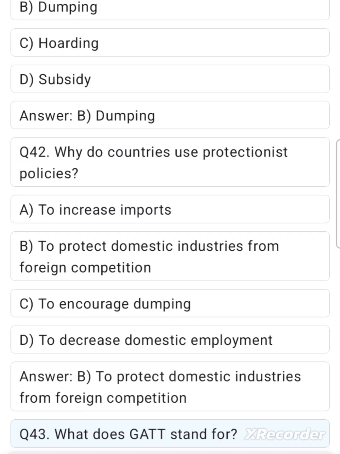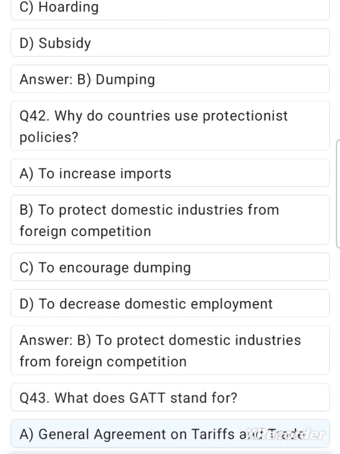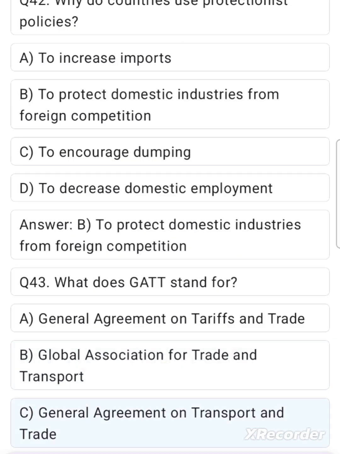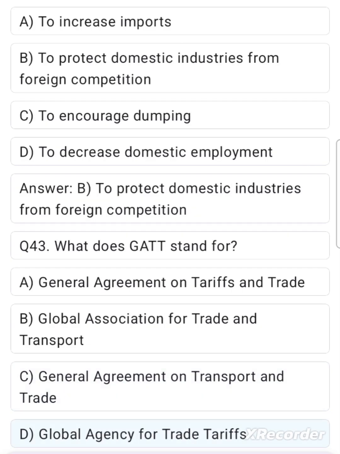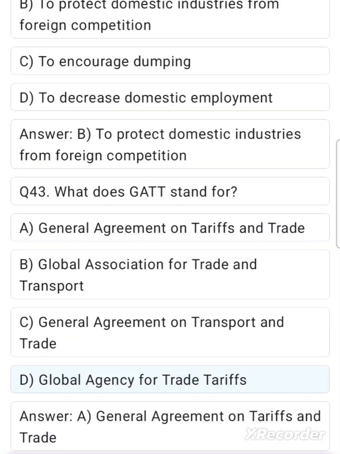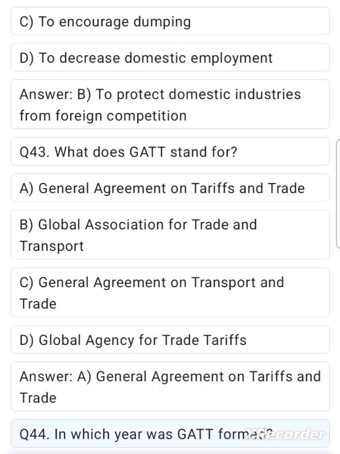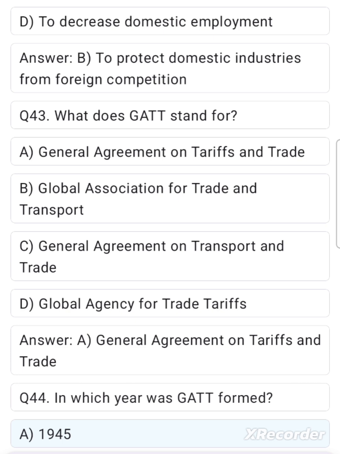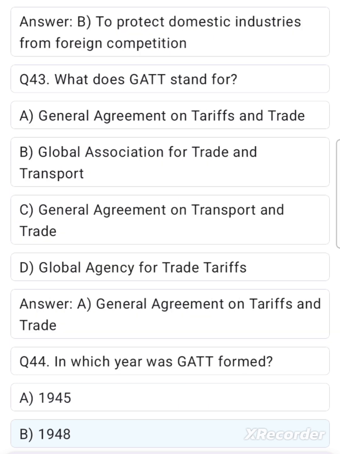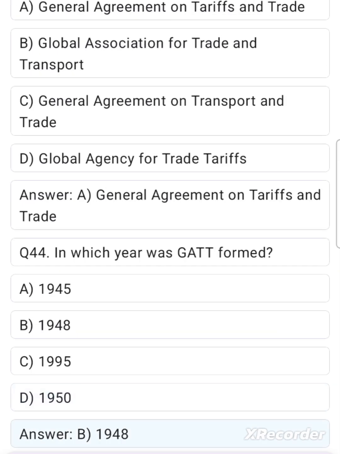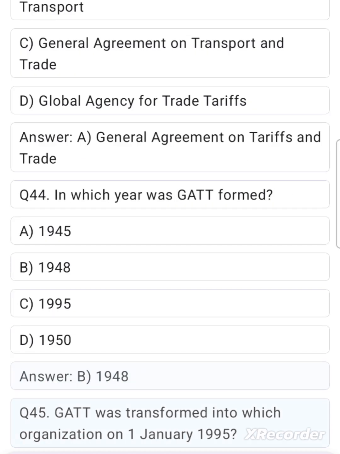Q43. What does GATT stand for? A. General Agreement on Tariffs and Trade. B. Global Association for Trade and Transport. C. General Agreement on Transport and Trade. D. Global Agency for Trade Tariffs. Answer. A. General Agreement on Tariffs and Trade. Q44. In which year was GATT formed? A. 1945. B. 1948. C. 1995. D. 1950. Answer. B. 1948.